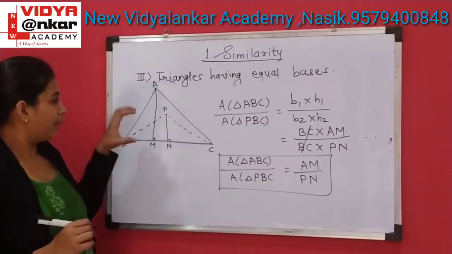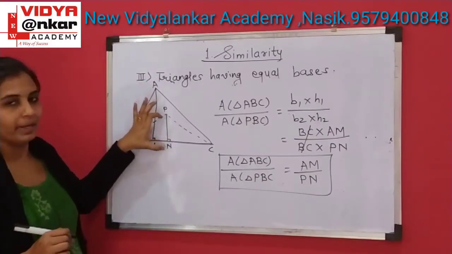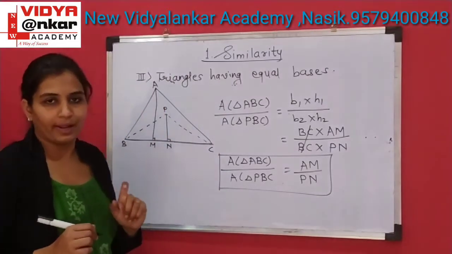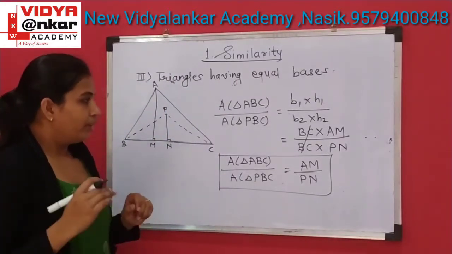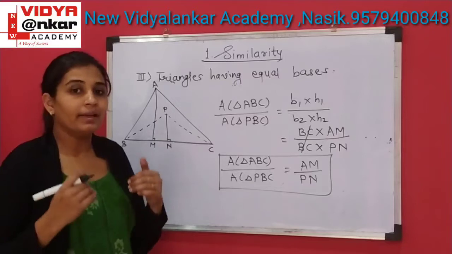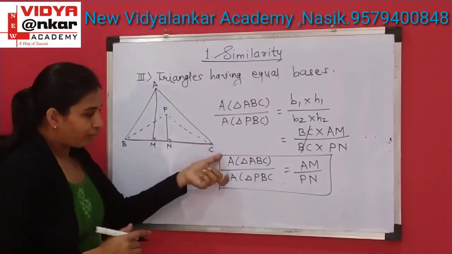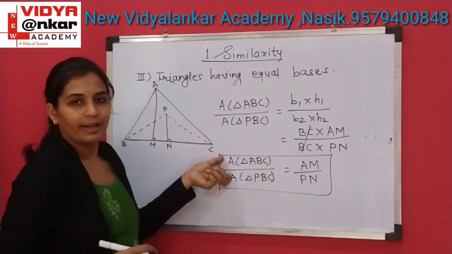Now what are AM and PN? AM and PN are the corresponding heights of those triangles. Now we got a third property, which is also very important, that the ratio of areas of two triangles.